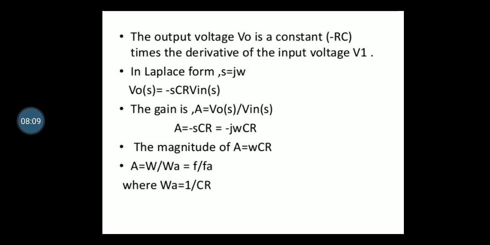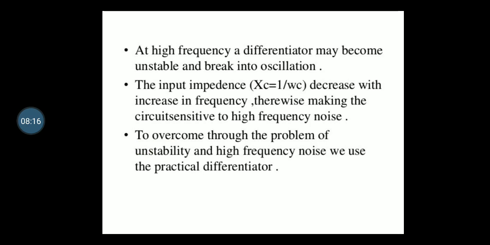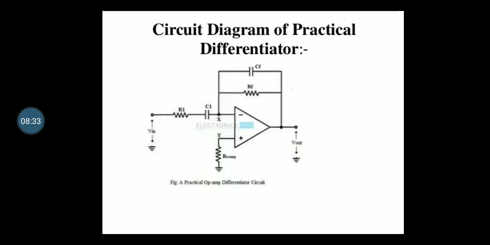So A is equal to omega by omega A, which is equal to F by FA, where omega A is equal to 1 by CR. At high frequency, the differentiator may become unstable and break into oscillations. The input impedance decreases with increase in frequency, thereby making the circuit sensitive to high frequency noise. To overcome the problem of instability and high frequency noise, we can use the practical differentiator.